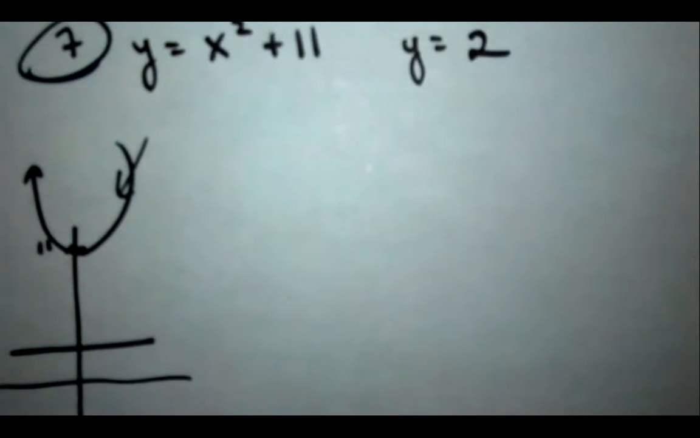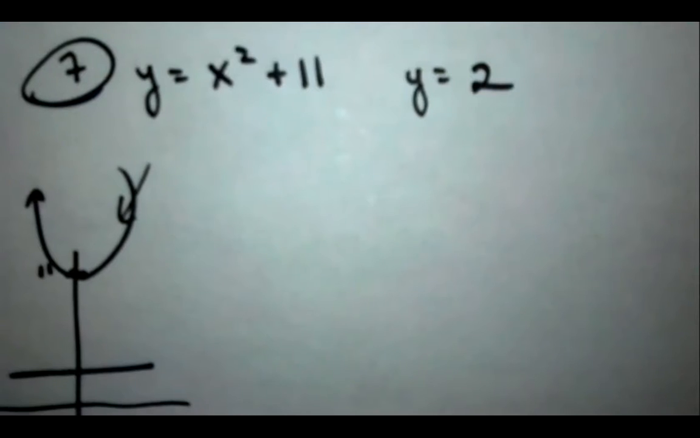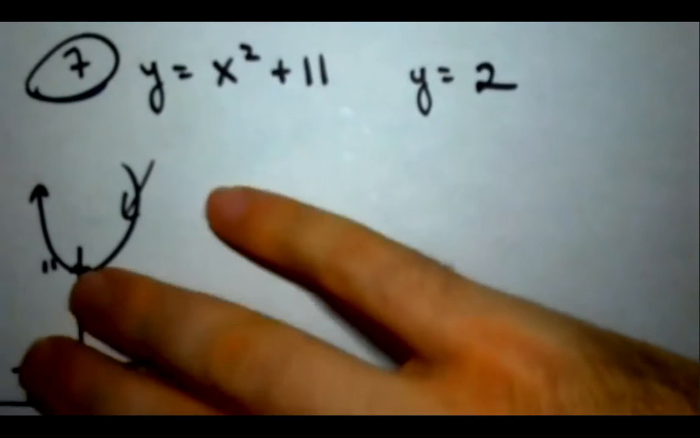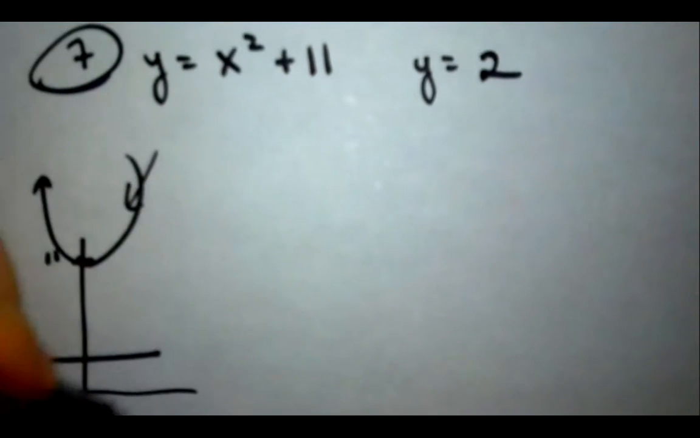Did I copy that right? X squared plus 11. I want to say there's a typo in this problem. Yeah, there's a typo. That's supposed to be x squared minus 11. I haven't had a typo in a while. That's why they got infinity for an answer. This problem had a typo.